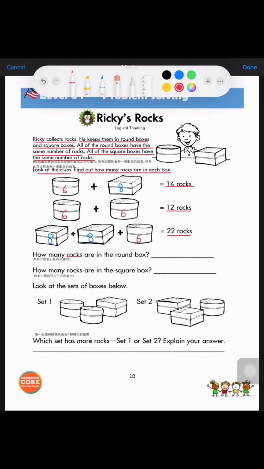Now how many rocks are in the round box? We know that it's 6. And how many are in the square box? It should be 8. Now let's look at the sets of boxes below. For set 1, we have 2 round boxes and 1 square box. And for set 2, we have 2 square boxes and 1 round box. So which set has more rocks? Set 1 or set 2?